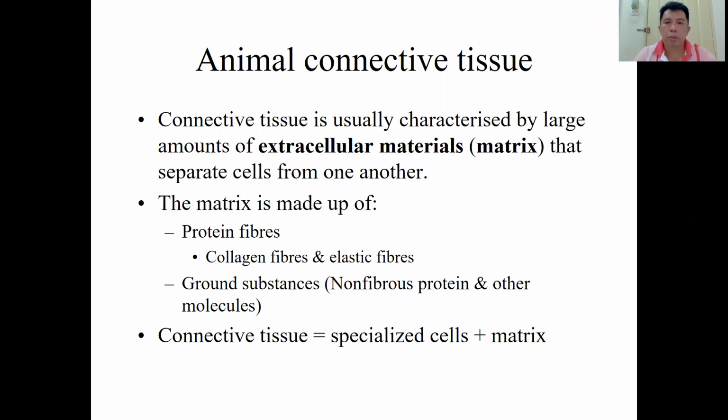Okay, the connective tissue is usually characterized by a large amount of extracellular material, or we call it the matrix, that separates cells from one another. The extracellular matrix is made up of protein fibers and ground substances. The protein fibers are mainly made up of collagen and elastic fibers. So that means the connective tissue is the specialized cells plus the matrix: specialized cells plus protein fibers and ground substances.